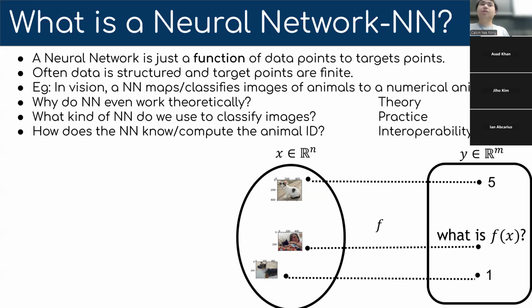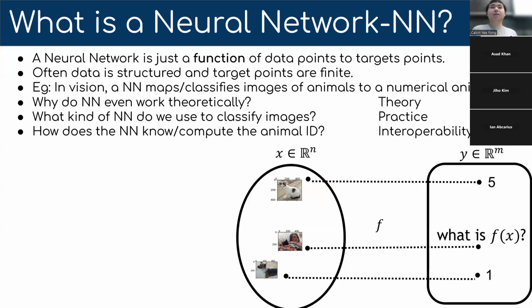computer vision. You can use a neural network to classify images of animals, per se, and to assign each animal some kind of numerical animal ID. Here, we have a picture of a cat, and we can say that corresponds to some identifier like number 5. And then there are some dog images, and we can classify that as some identifier like number 1.